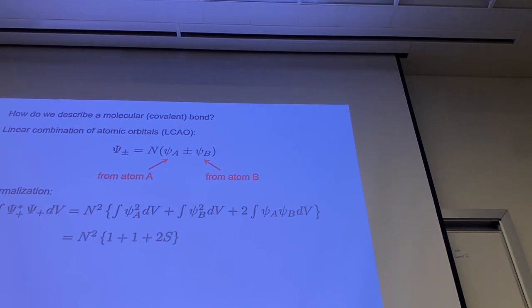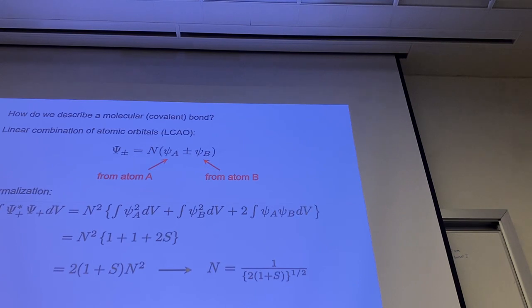Psi A times psi B, integrated over space, is basically the overlap integral of the two individuals. Okay? And I'm going to call that S. So what I have then is N squared times (1 plus 1 plus 2S) equals 1, and therefore N equals 1 over the square root of 2 times (1 plus S). This is the normalization constant that goes in front of the wave function. So now I have a normalized molecular orbital, which of course depends on what S is, which we haven't really said much about. Okay?